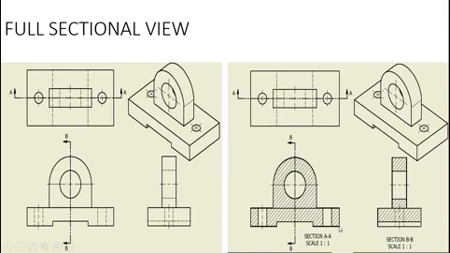changing any direction. Similarly, on section BB here, you can see the hatching lines going in the same direction, and even the spacing between them is equal. So that is how you do the hatching.